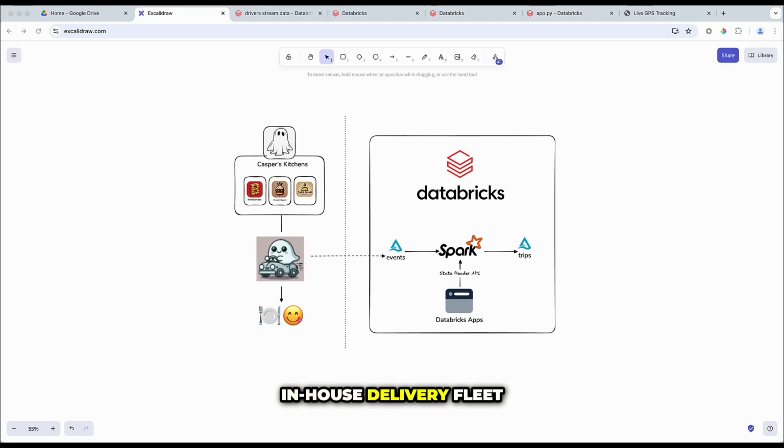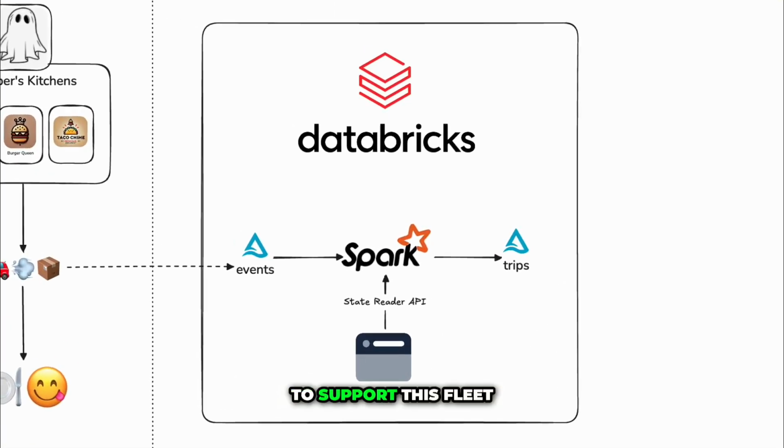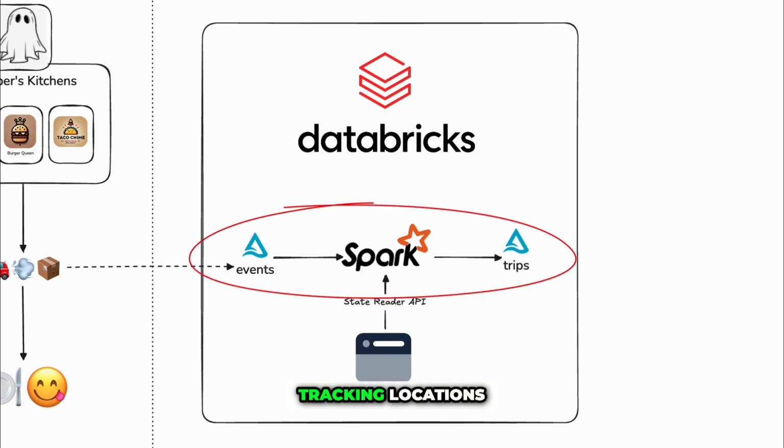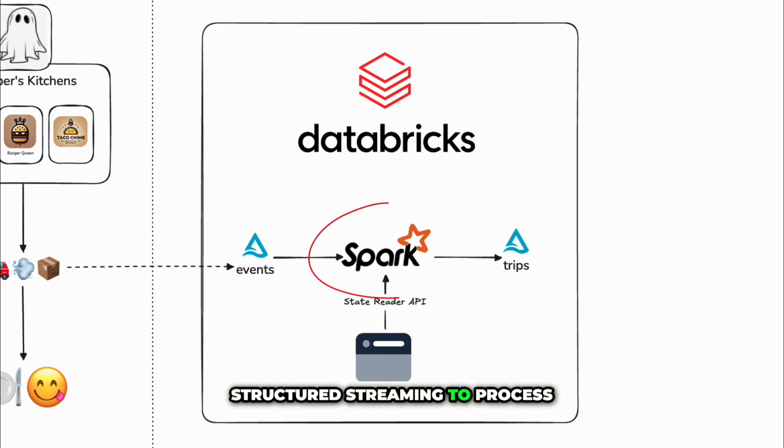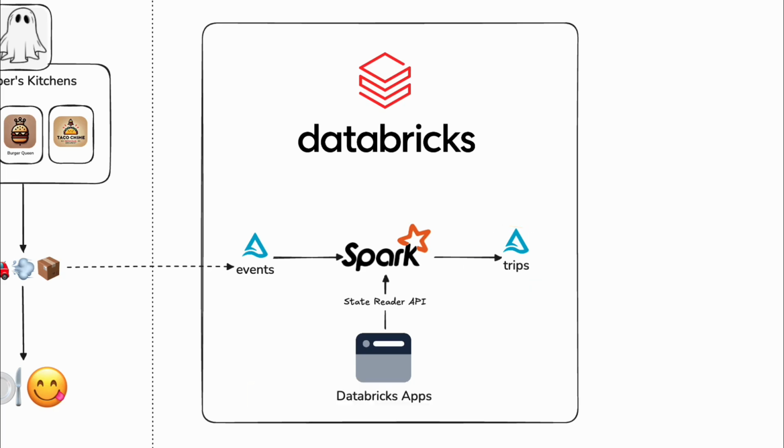Now, our restaurants really don't like paying high commissions for these deliveries, so Casper's is now providing them with our own in-house delivery fleet. To support this fleet, we need two things. First, we need to process all the events the fleet produces, like picking up the order, tracking locations, and confirming that the order is actually delivered. We'll use a delta table to land our events, structured streaming to process and aggregate them, and another delta table to store the complete trips.